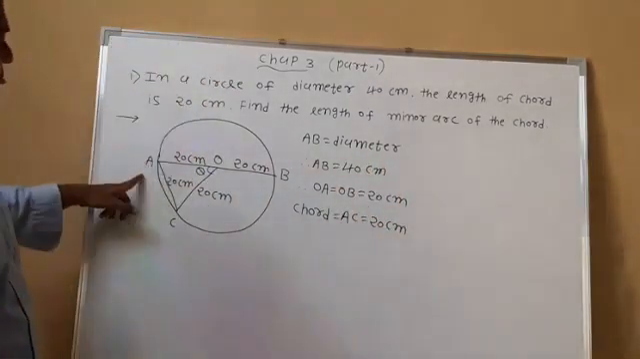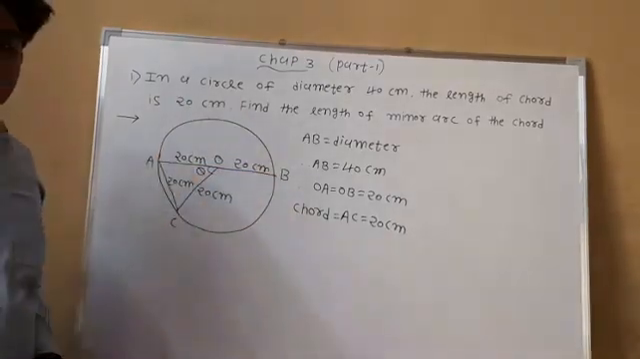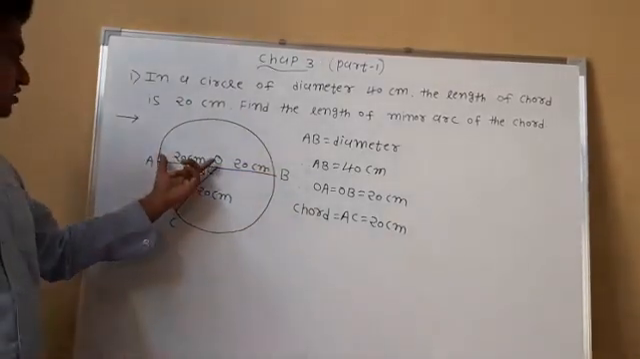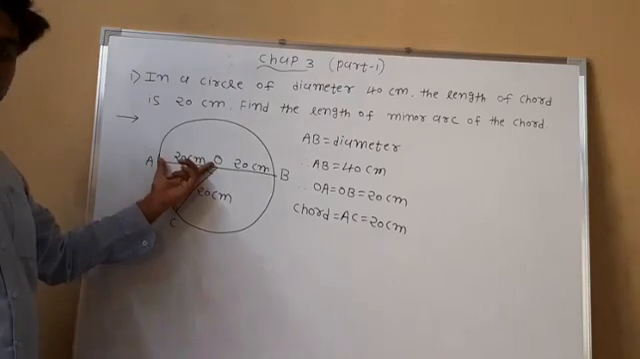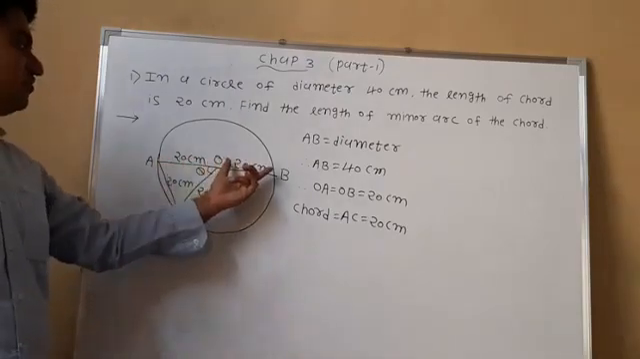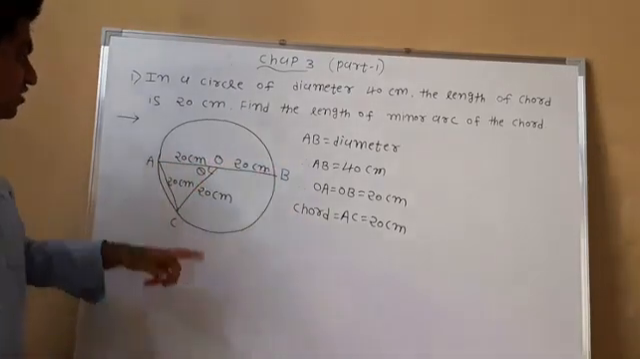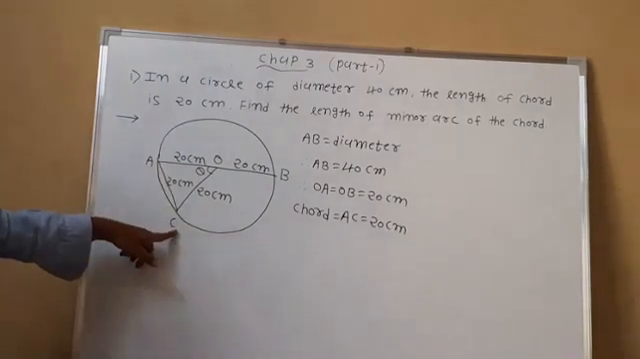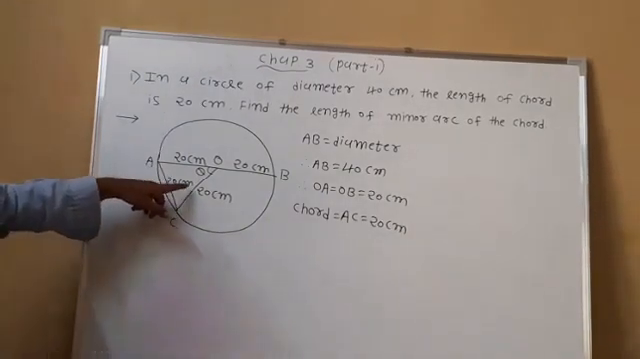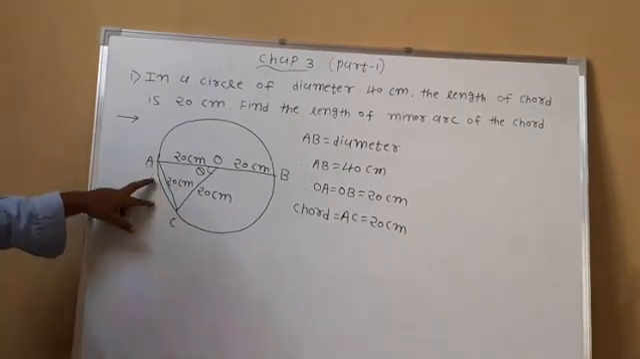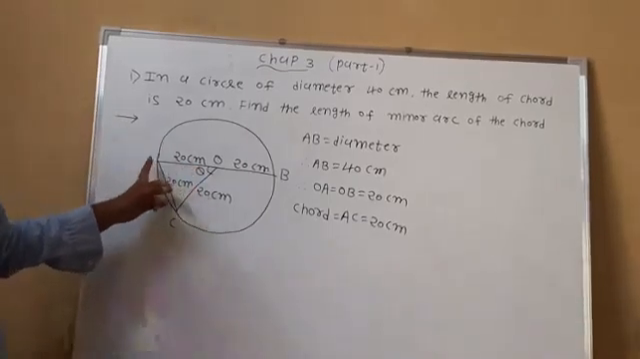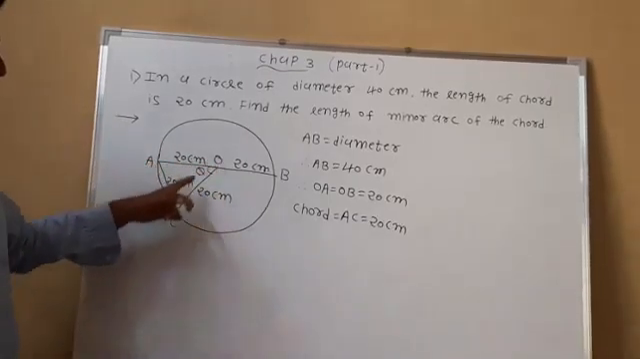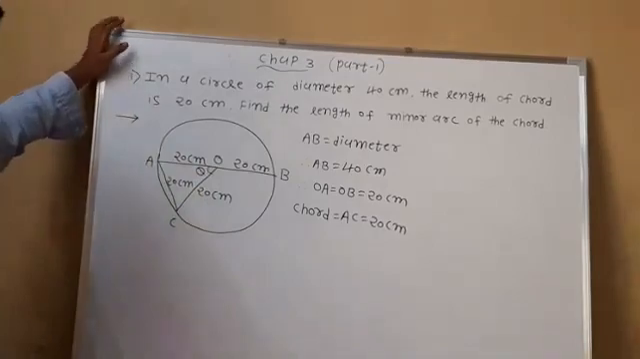So chord AC is equal to 20 centimeter. So once again, AB is our diameter. Now converting to radius, OA is equal to 20 centimeter. In the same way OB is also 20 centimeter. AC is our chord and the chord is given as 20 centimeter. So again AC is equal to 20. Our angle is AOC. We can say that theta.